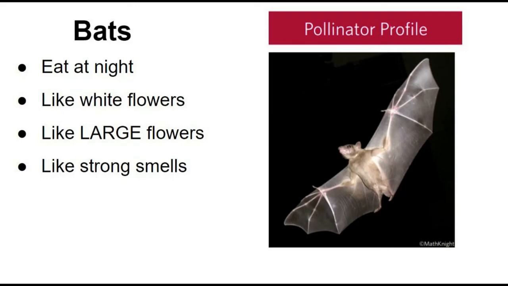Bats are also the largest pollinator that we have mentioned, so they like large flowers. They need a large flower so they can fit their head and their body down inside the flower. And bats also have good senses of smell, so they like strong smells.